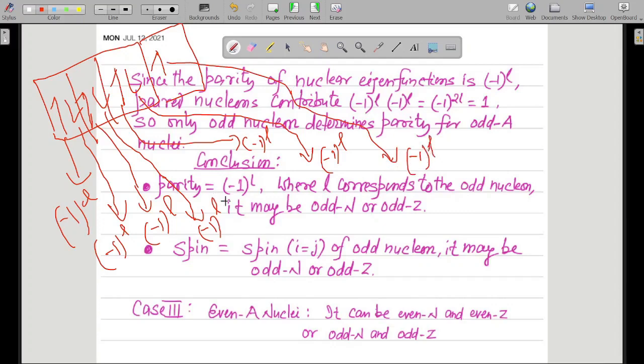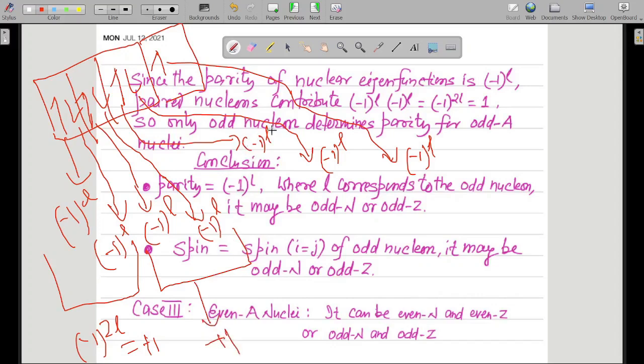Okay. Now, as these are the nucleons in a single nucleus and they are moving independent of each other, right? So when you take the product of these two, what will happen? It will give you (-1)^(2L), so it will be equal to plus 1. Similarly, when you take the product of these two, it will be equal to plus 1.